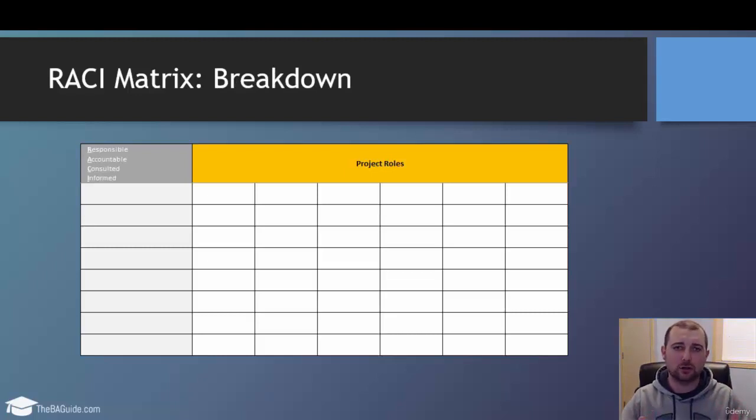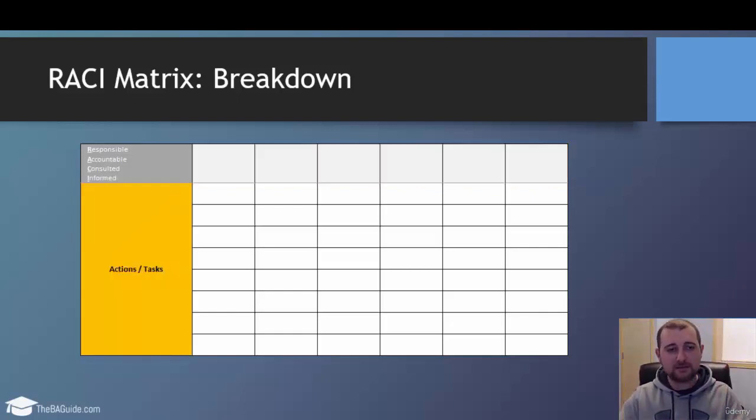So let's break down the chart a little bit. It's fairly simple, but I like to explain it. So in the orange, right across the top there, that's where your project roles go. That's your stakeholders. And that's going to be your business analysts, your project managers, your different team members. It could be your users and executives, basically all those stakeholders that you've identified in your previous task of identifying stakeholders. Along the left-hand column, now in the orange, is the actions or the tasks. Ultimately, those are the things that are being completed: project planning, testing, requirements gathering, move to production. All those different tasks are part of that.